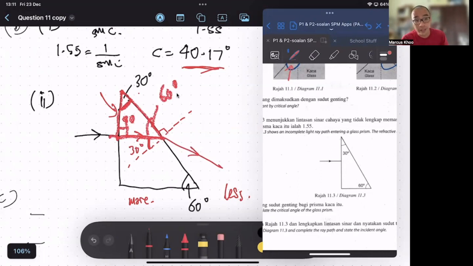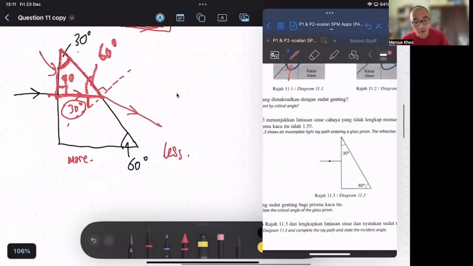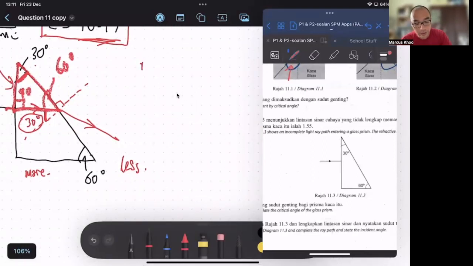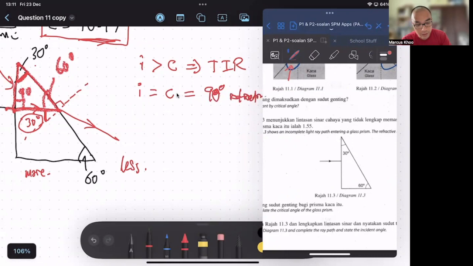Okay, it's going to be refracted out. So the refraction outside will occur. It won't be totally internally reflected because the incident angle, 30 degrees, is smaller than our critical angle, which is 40.17. Just to remind you, if the angle of incidence is more than the critical angle, it will be totally internally reflected. But if the incident angle is the same as the critical angle, it's a 90-degree refraction. If the incident angle is less than the critical angle, it will be refracted.